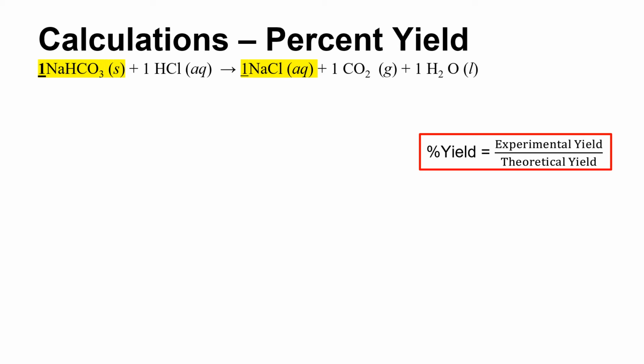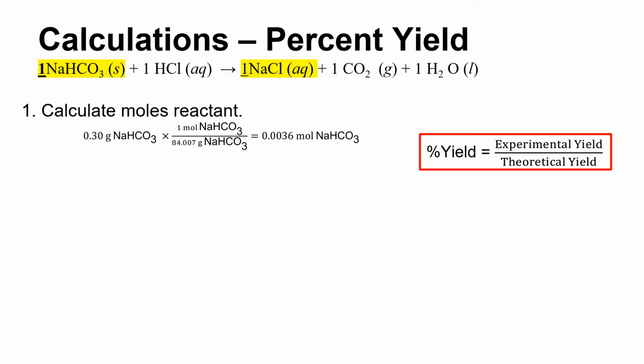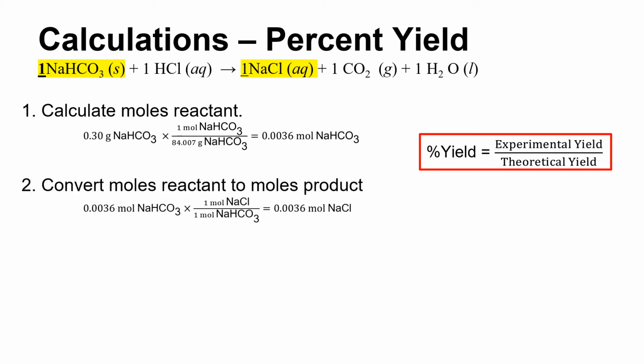The other half of the calculations will be a percent yield. I'm using the sodium bicarbonate reaction as an example here. So the percent yield is the experimental yield divided by the theoretical yield, and then you'll multiply that times 100 to get a percentage. First step in this is to calculate the moles of your reactant, which in this case is sodium bicarbonate. Same process as before, you'll take the mass of your starting material, divide it by the molecular weight, and get the moles. Then you can convert those moles to the moles of your product using that molar ratio.